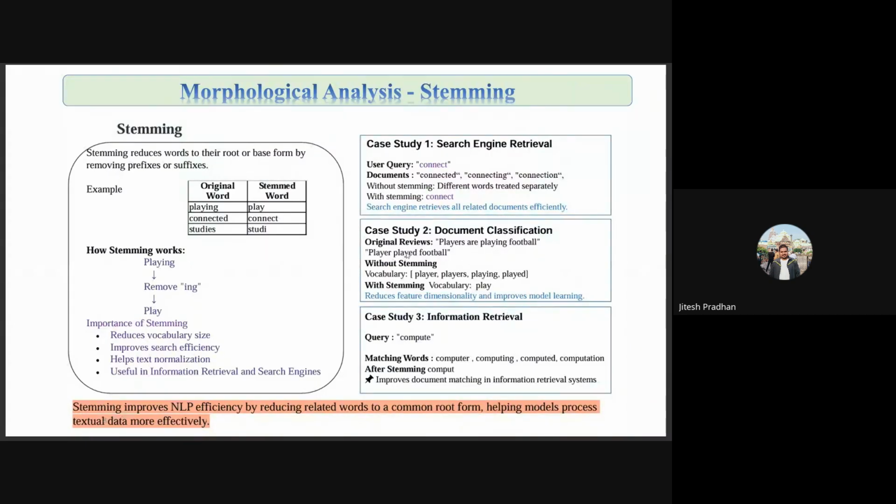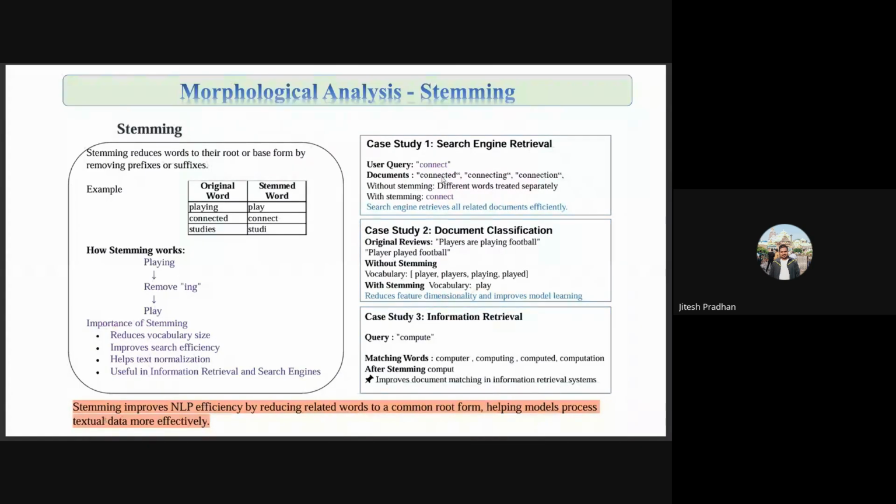Now let's take some case studies. The first case study is search engine retrieval. Now the user puts in this query: connect. It has to retrieve information related to connect. Now documents have these titles: connected, connecting, connection. Without stemming, when we match the cosine similarity between these, it will be high.